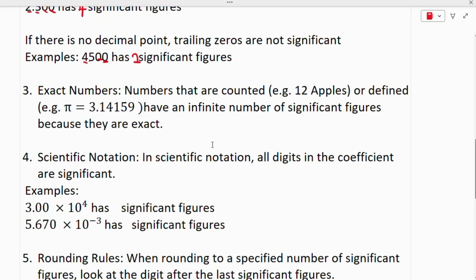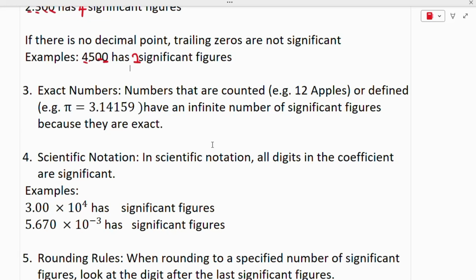For rule 3 right here, we have exact numbers. These are numbers that are counted. Examples: 12 apples, 12 books, 30 books. These are exact numbers that are counted or defined, like the value of pi, or the value of 1 inch. These are numbers that are defined. These numbers have an infinite number of significant figures because they are exact. They are exact numbers, so they have an infinite number of significant figures.